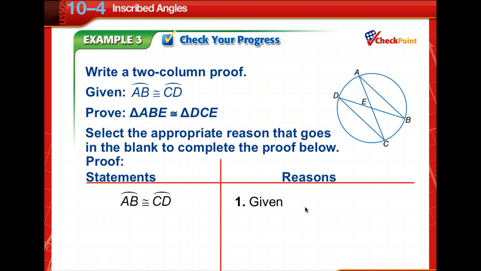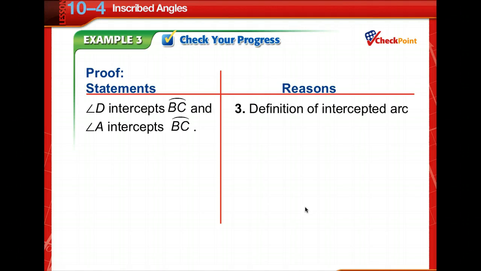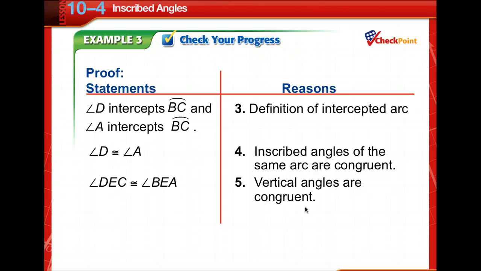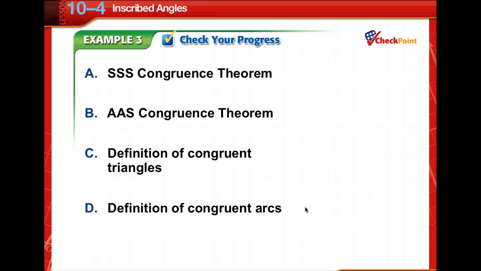So we're given arc AB is congruent to arc CD. We're given that segment AB is congruent to segment DC, because if minor arcs are congruent, then corresponding chords are congruent. Definition of intercepted arc. Both these intercept the same arc, so that means they are congruent to each other. Inscribed angles of the same arc are congruent. Vertical angles are congruent. So now give me the reason that completes why we can say these two triangles are congruent. Is it A, B, C, or D? If you said angle, angle, side congruence theorem, excellent. Awesome.